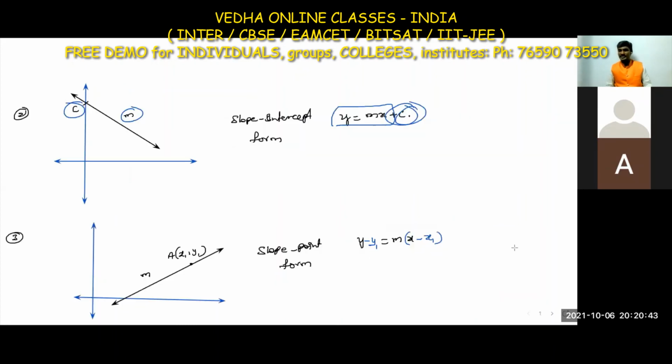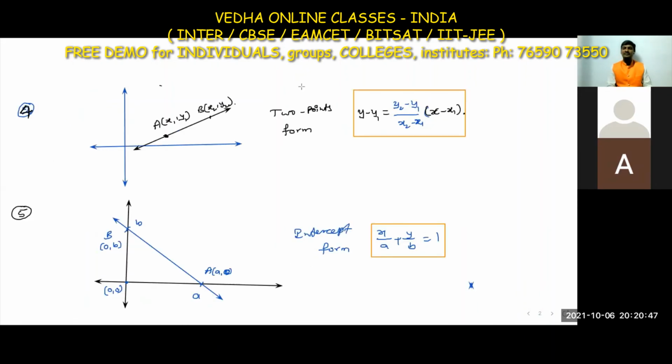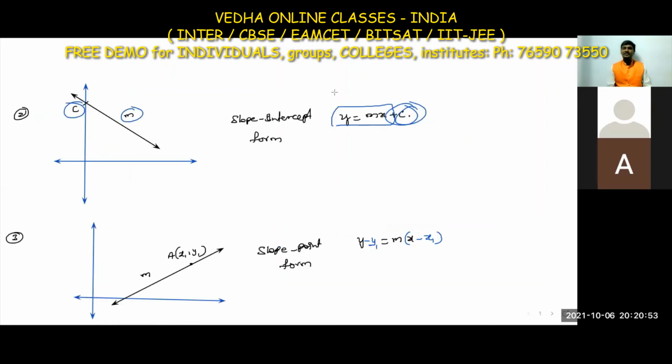So and next, okay, what is the slope intercept form? Slope intercept form: y is equal to mx plus c. Slope and y intercept. Okay. So could you repeat once again? What is the slope intercept form? y is equal to mx plus c. Okay. What is c? Yes.